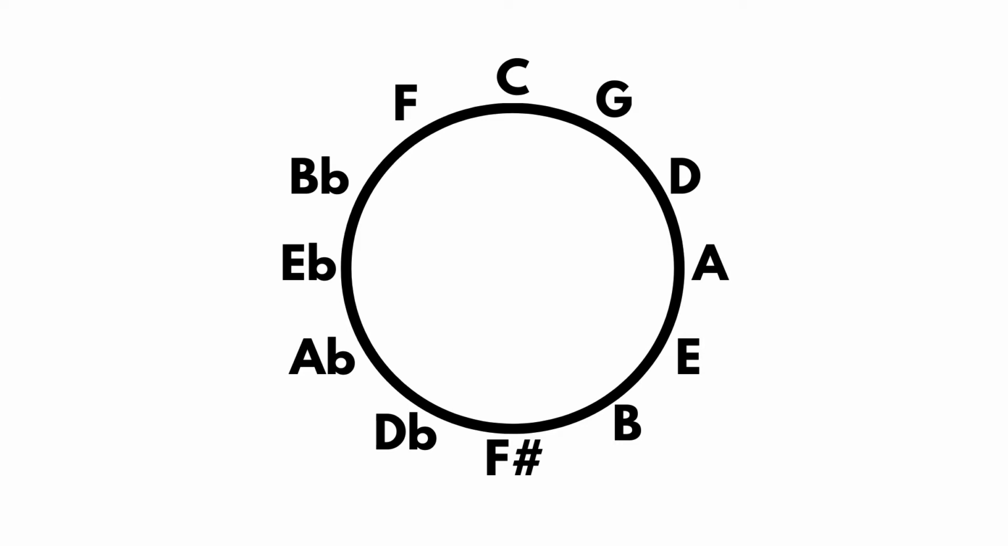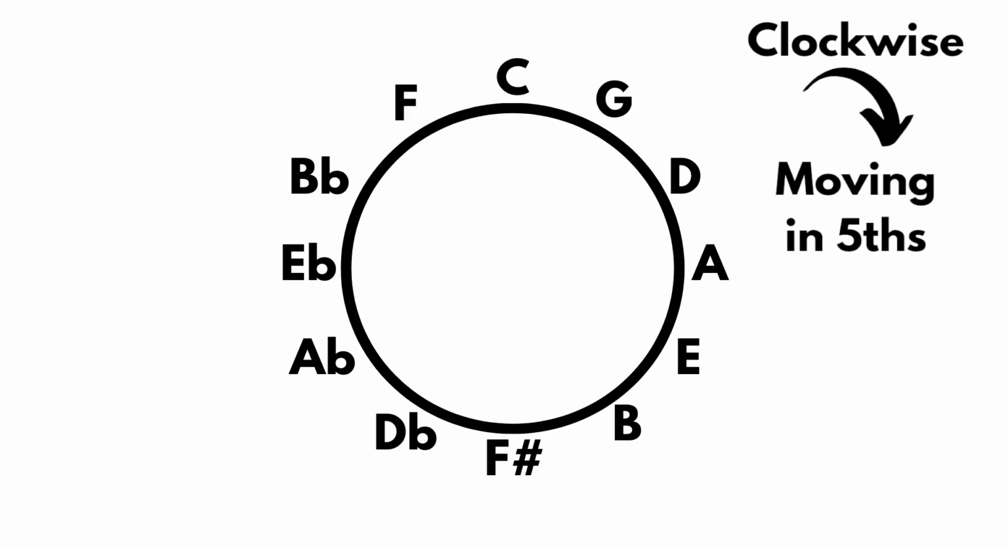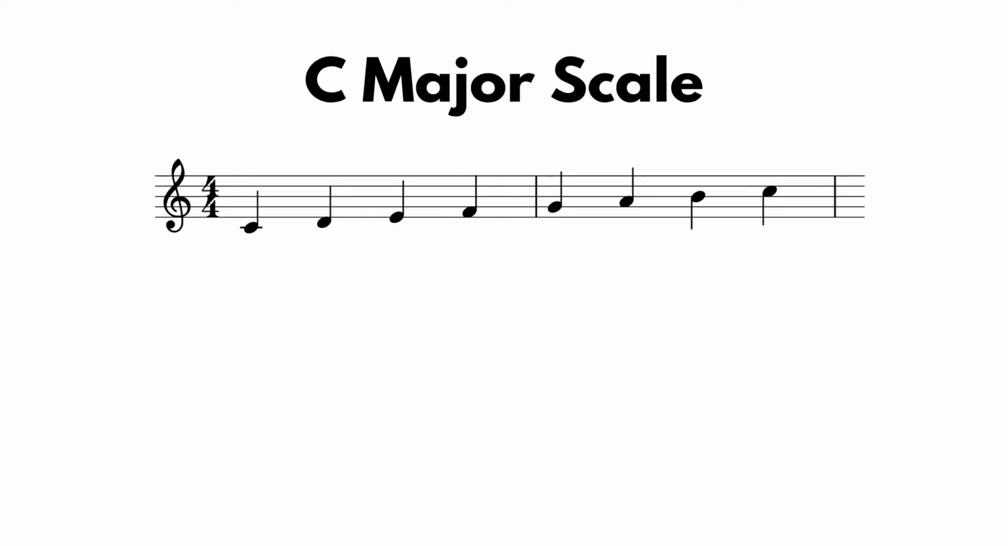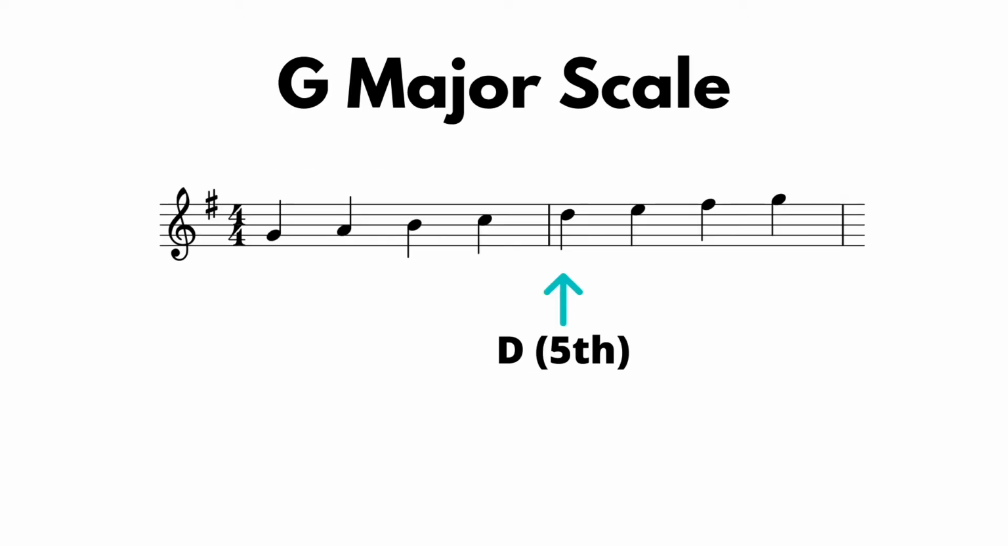Now, the reason why it's called the circle of fifths is because if you move around the circle clockwise, it will be moving in fifths. So for example, C major. If we look at the C major scale, the fifth of the C major scale is G. And if we look at the G major scale, the fifth of the G major scale is D, and so on and so forth.